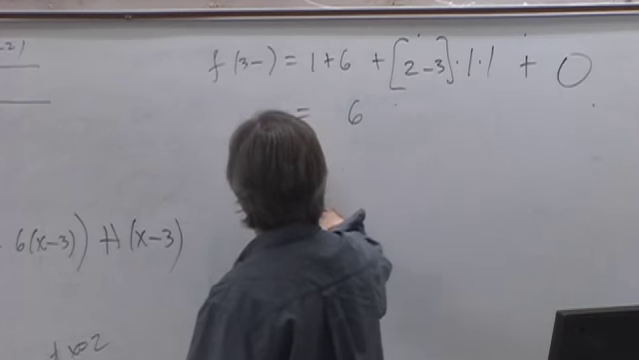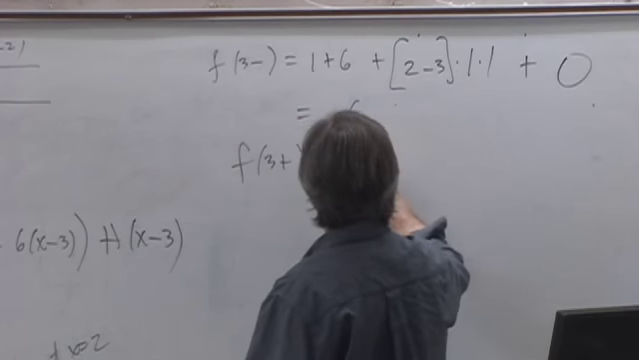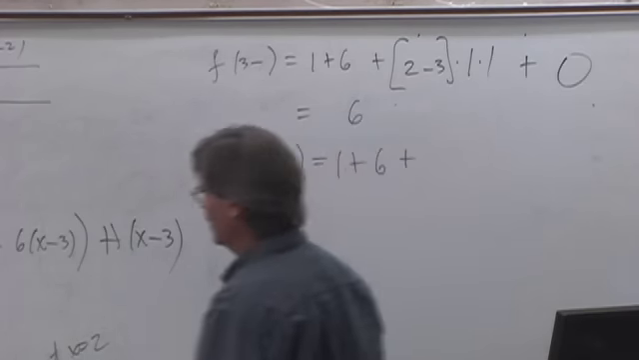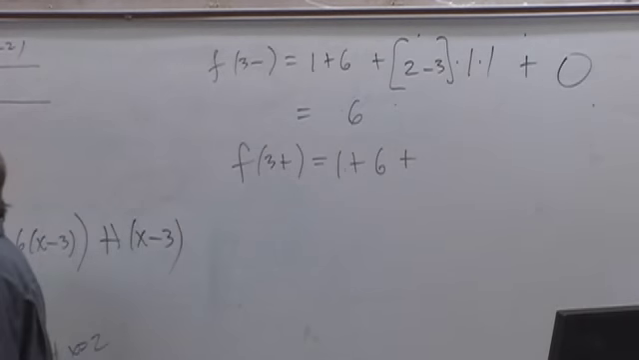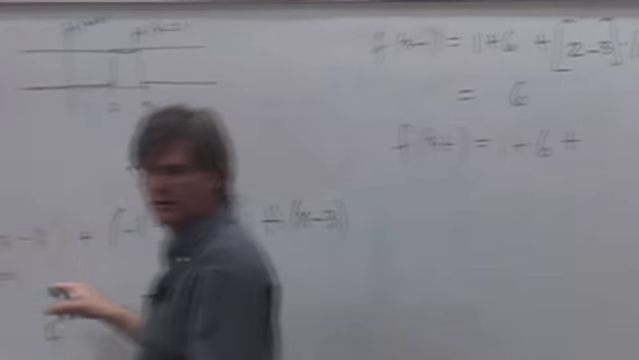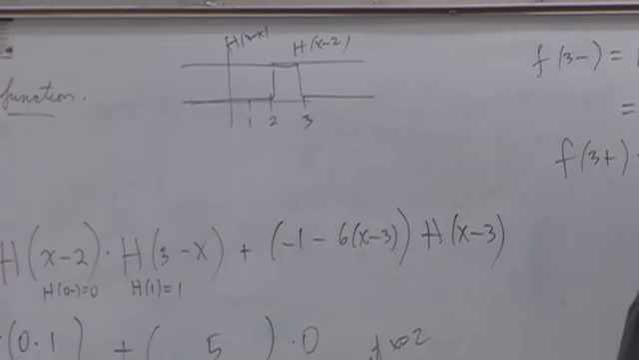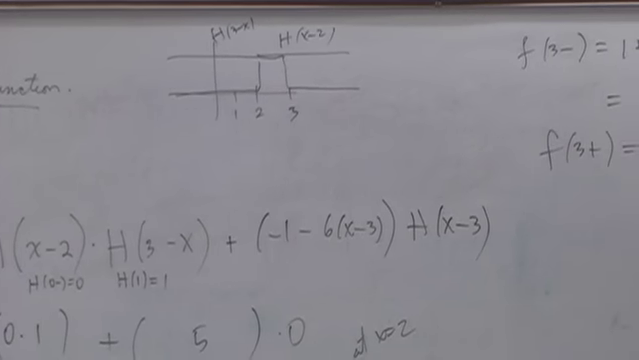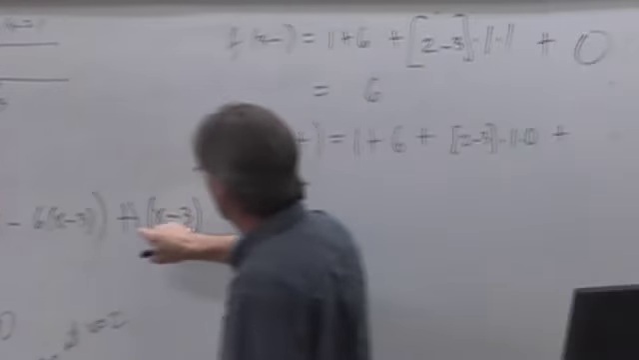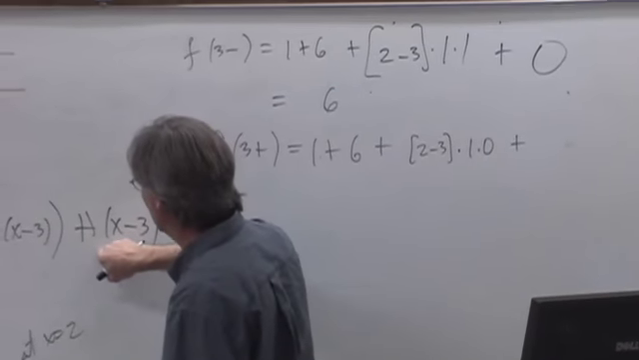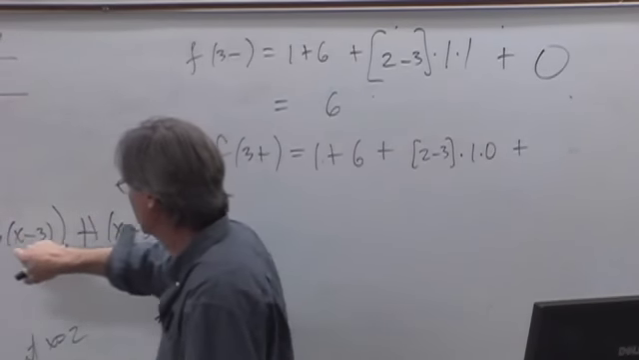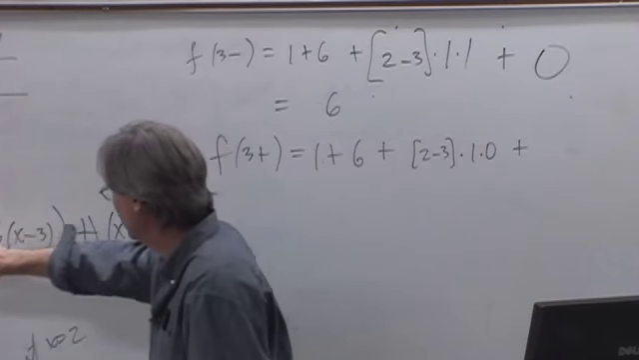F of 3 from the right now. Again, 1 plus 6 plus. Has this changed at all? Well, now I get h of a negative here, which is 0. So this term goes out. Plus 0. It's still 2 minus 3, but now times 1 times 0. Okay? And while this term comes out plus, this is now a 1. But of course, this is a 0. No, you get a negative 1. This is a 0, and that's a negative 1.